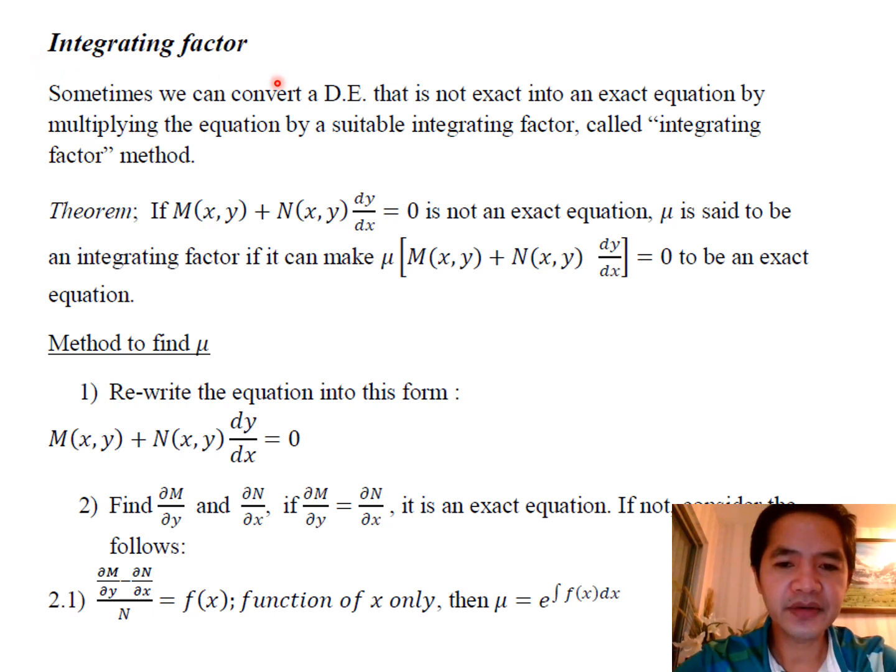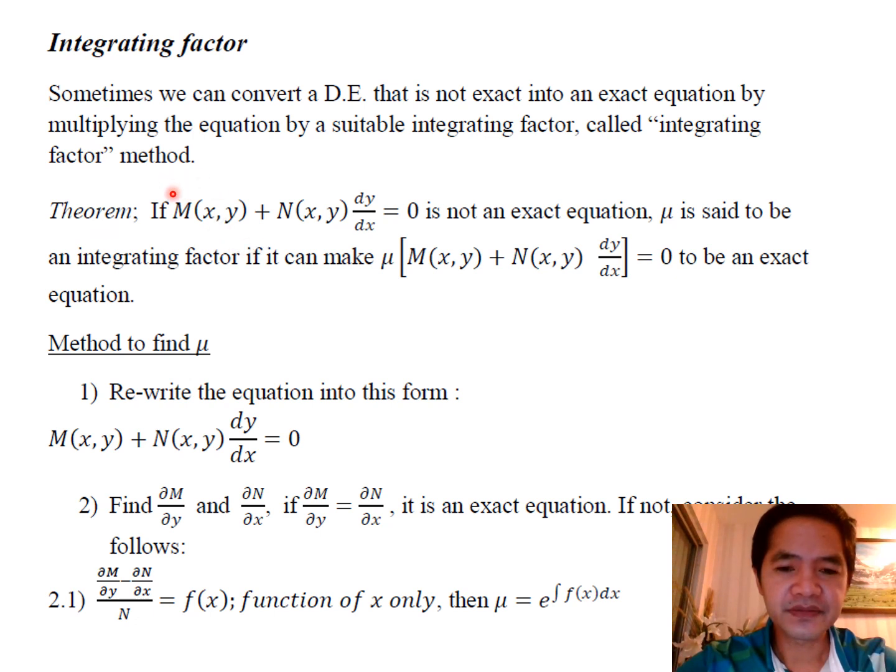Sometimes when we have a first-order ODE, we can find an integrating factor and multiply it into that first-order ODE. After we multiply the integrating factor into the ODE, we can solve it by using the exact equation method. This method we call integrating factor. Let's look at the theorem first.